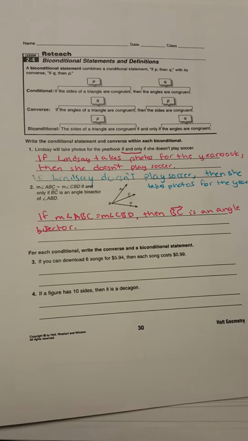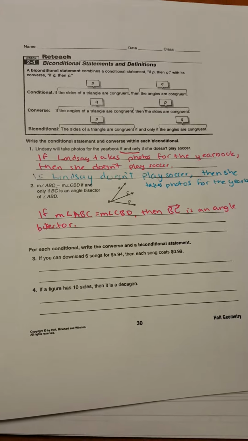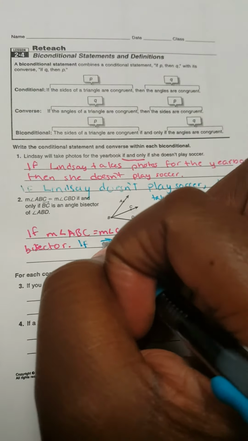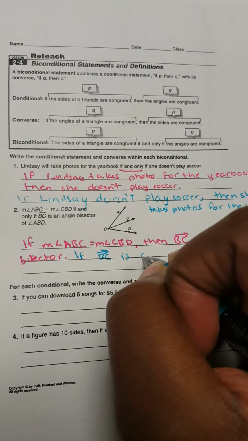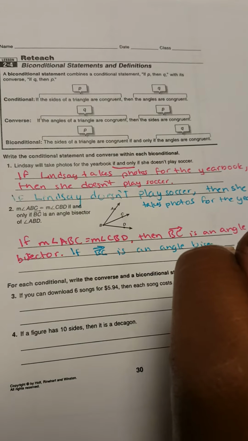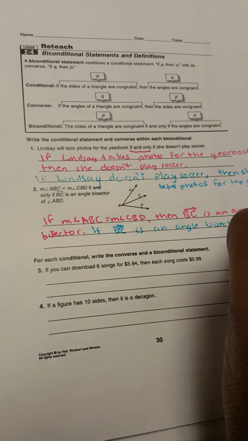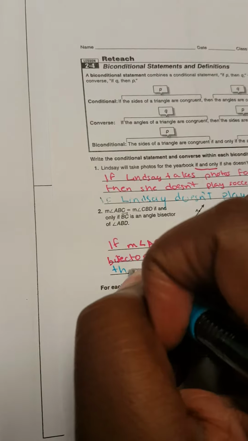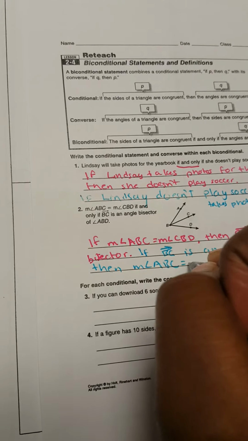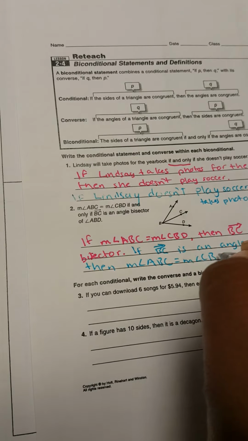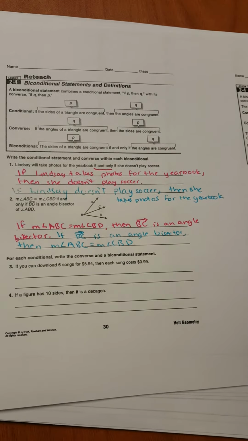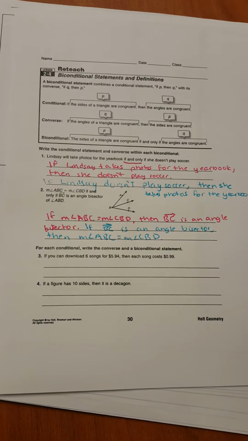Remember to press pause if I'm writing too fast. My converse would be: if ray BC is an angle bisector, then the measure of angle ABC equals the measure of angle CBD. Remember, for the converse, I switch the hypothesis and conclusion.